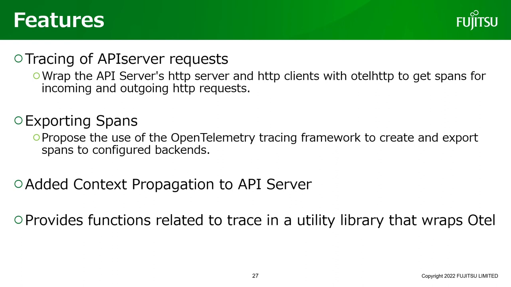Second, this KEP proposes the use of the OpenTelemetry tracing framework to create and export spans to configured backends. Third, it adds context propagation to the API server. Context propagation is implemented across the API server to propagate spans.